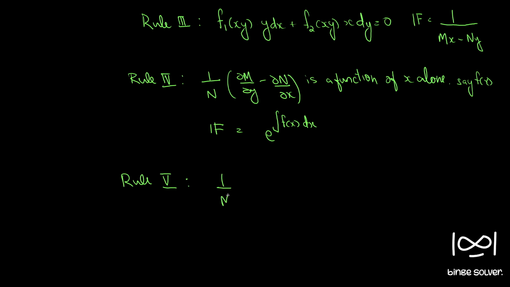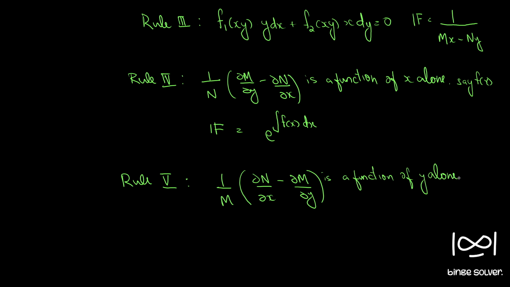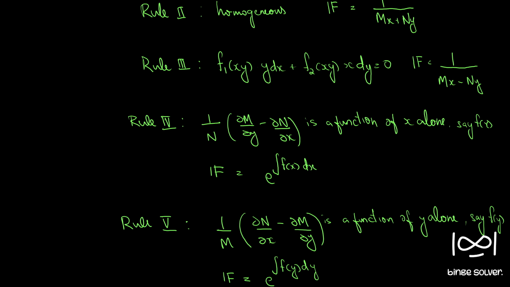when 1 by M into (∂N/∂x minus ∂M/∂y) is a function of y alone, say f of y. In such cases, we say the integrating factor is e raised to integral f of y dy. So these were the 5 rules we discussed in the earlier videos to find the integrating factor.